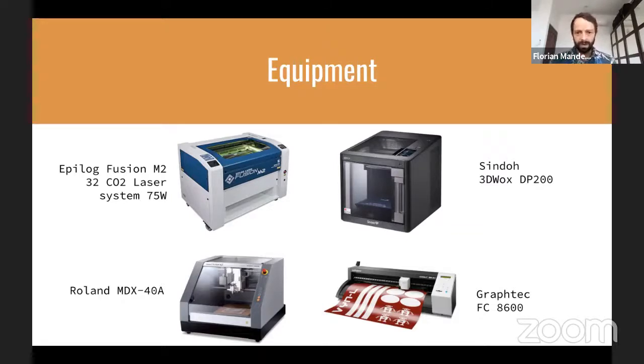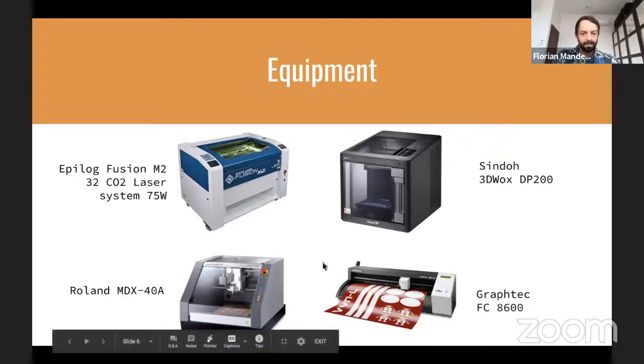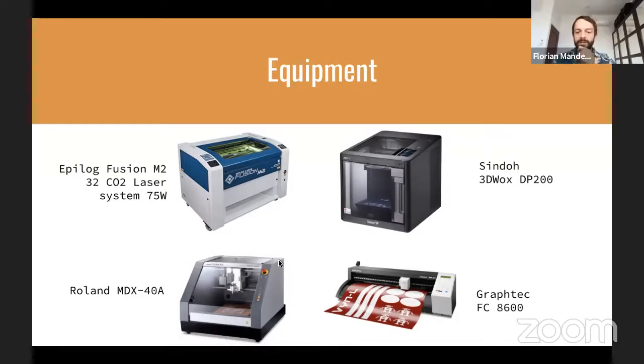It works very fast. It's often used in architectural model making, but right now, in these times, we also want to produce some face shields, for example. Then you see we have a Roland MDX40A. That's a CNC milling machine.